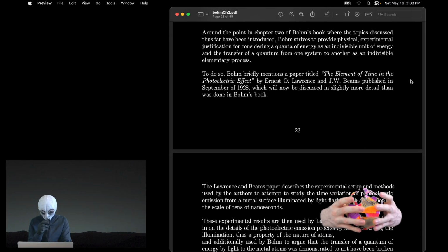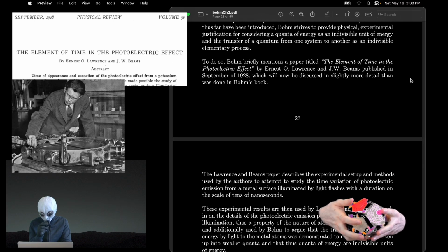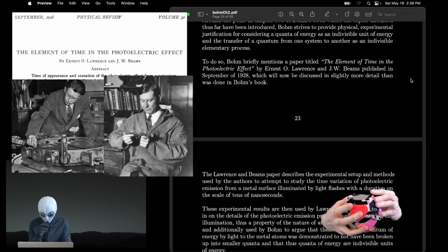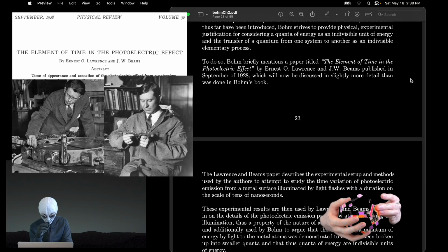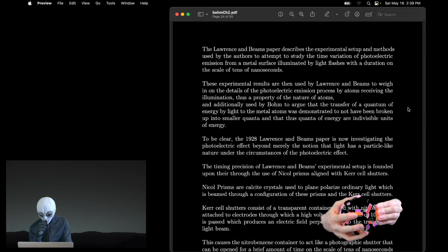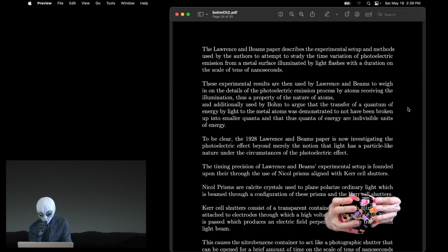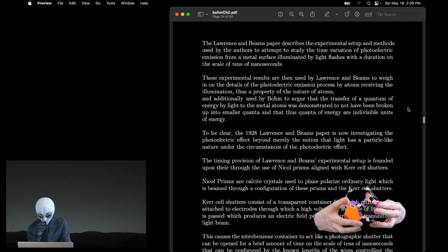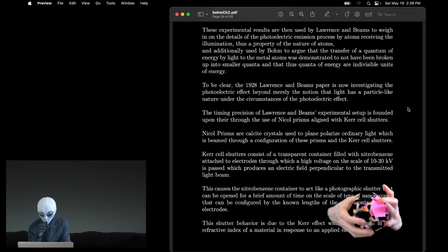To do so, Bohm briefly mentions a paper titled The Element of Time in the Photoelectric Effect by Ernst O. Lorentz and J. W. Beams, published in September of 1928, which will now be discussed in slightly more detail than was done in Bohm's book. The Lorentz and Beams paper describes the experimental setup and methods used by the authors to attempt to study the time variation of photoelectric emission from a metal surface illuminated by light flashes with a duration on a scale of tens of nanoseconds. These experimental results are then used by Lorentz and Beams to weigh in on the details of the photoelectric emission process by atoms receiving the illumination.